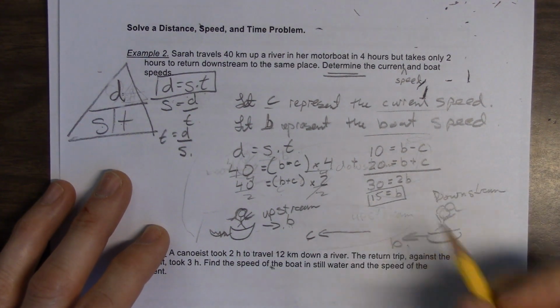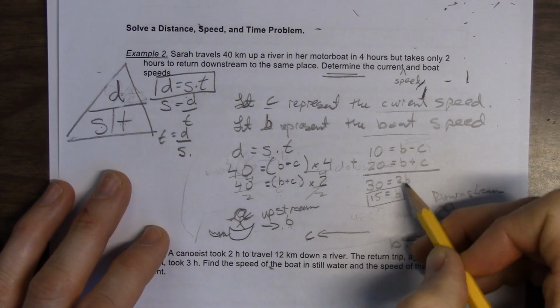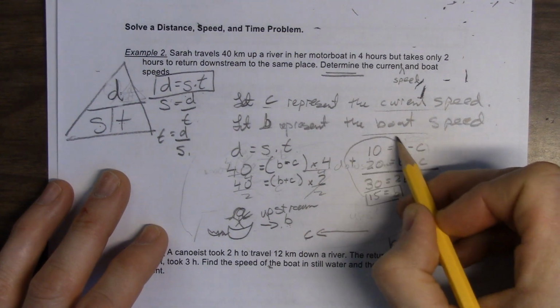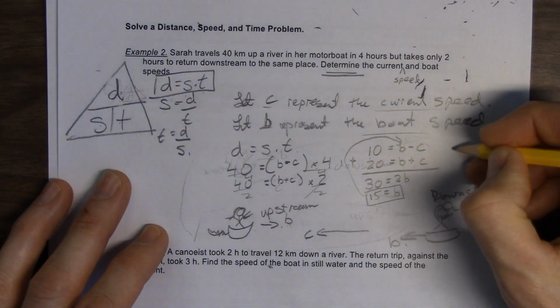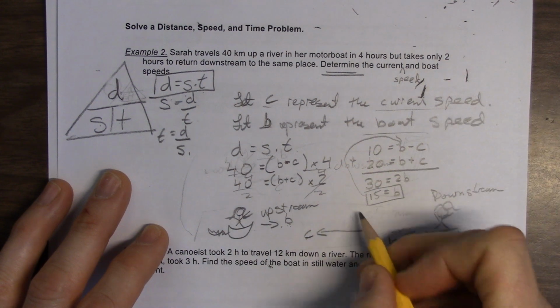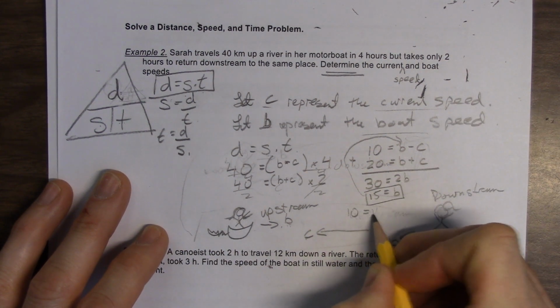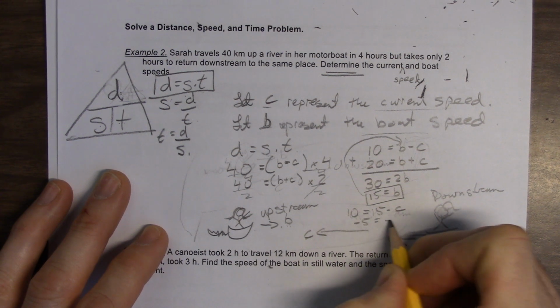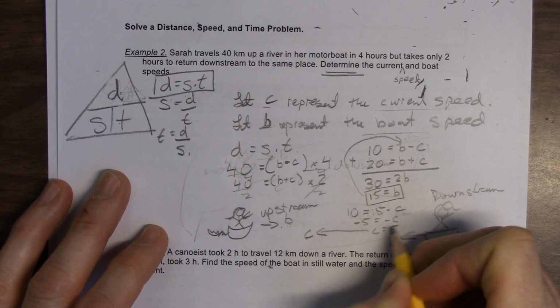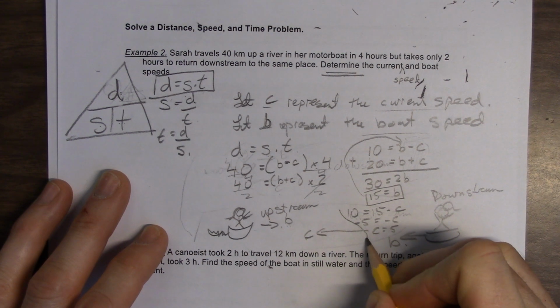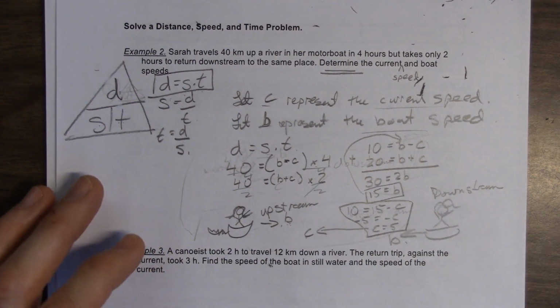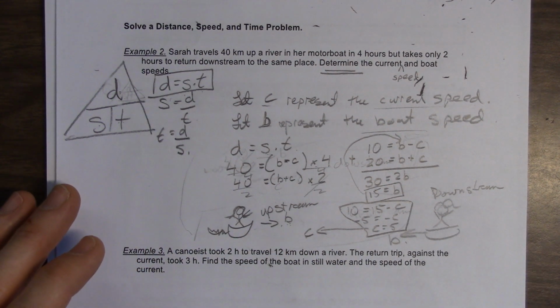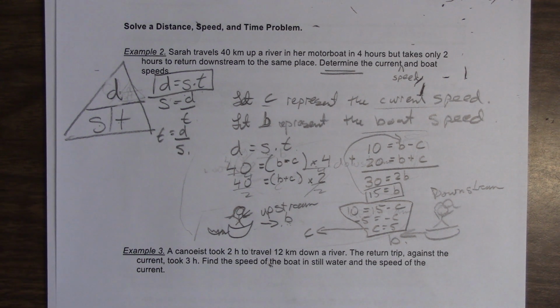15, yeah. Then I'm going to take my B value and sub it back in here. So then I would get, let's go down here, 10 equals 15 minus C. So we get minus 5 equals minus C. C equals 5. All right? So B is 15 and C is 5.